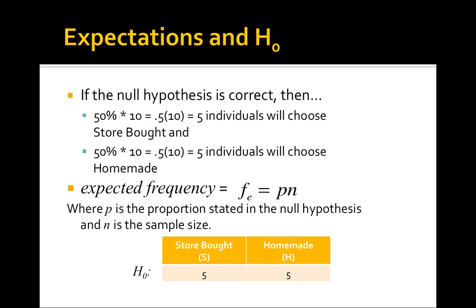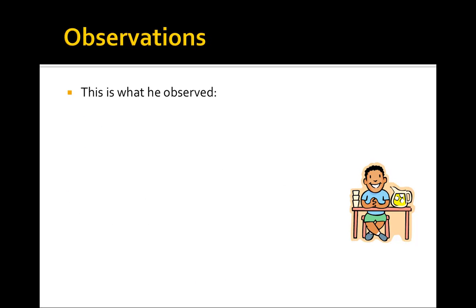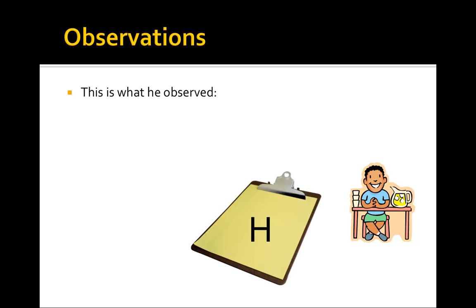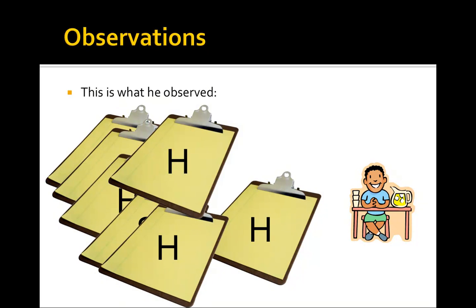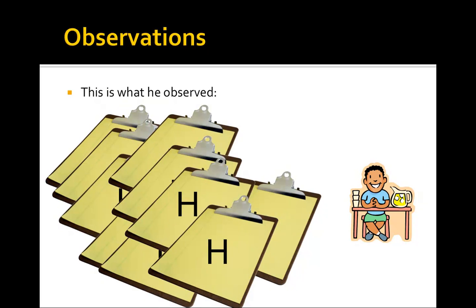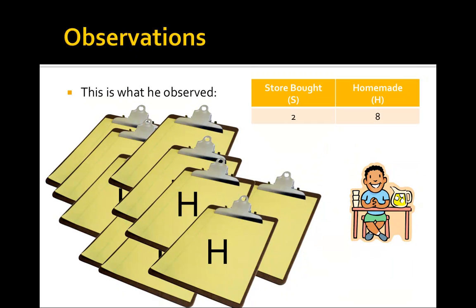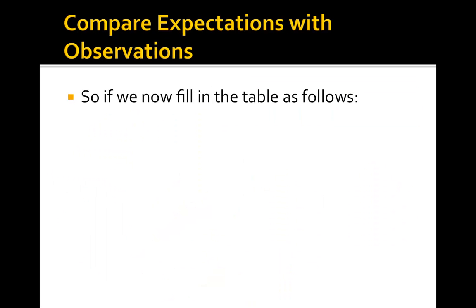As we can see here, there's our null hypothesis. This is what he observed. The H's represent homemade, S is store-bought. So, what he observed was that for store-bought, only 2 people preferred that and 8 people preferred homemade.